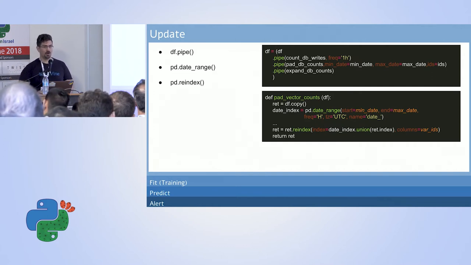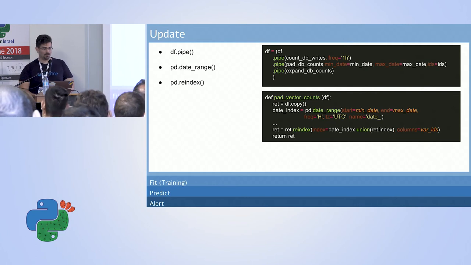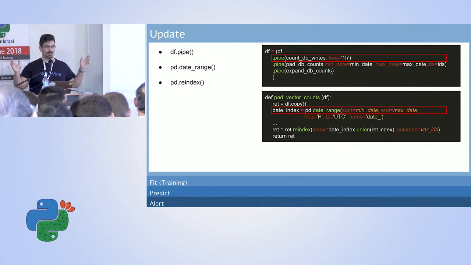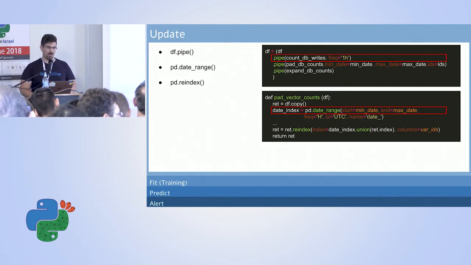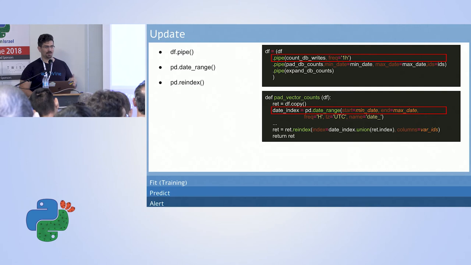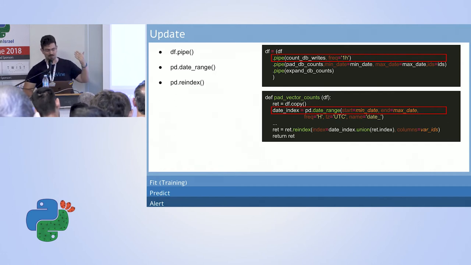If you come from R, that's something they do a lot. Specifically, let's look at the pad vector counts. What happens if I want to see the counts between 10 and 9, 10 and 1? But my data starts from 11. Pandas is good with counting that, but it would start counting from 11. It wouldn't give me a zero count at hour 10, right?